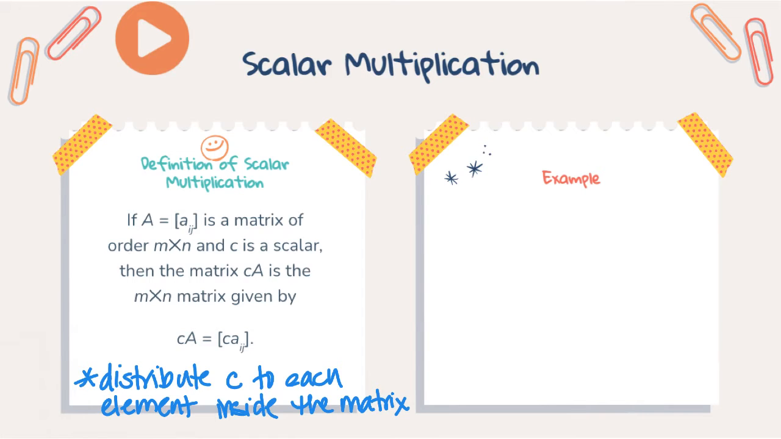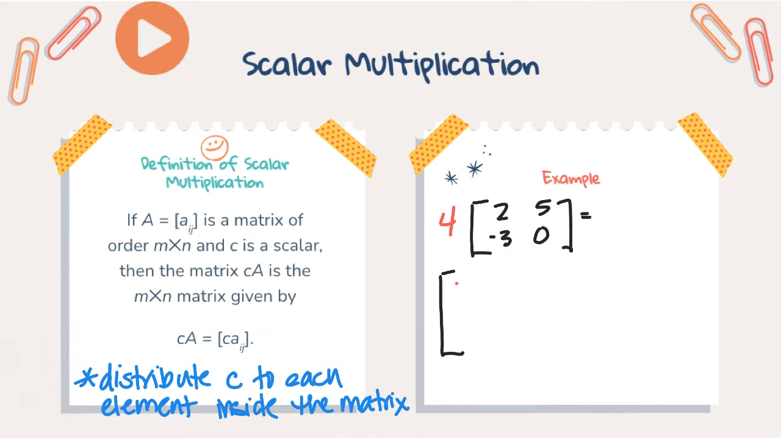For example, if we have the scalar 4, and we are multiplying it by the matrix 2, 5, -3, 0, then we need to distribute that 4 to every element inside of that matrix.